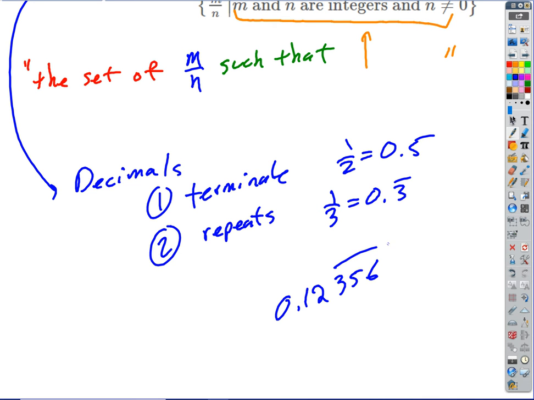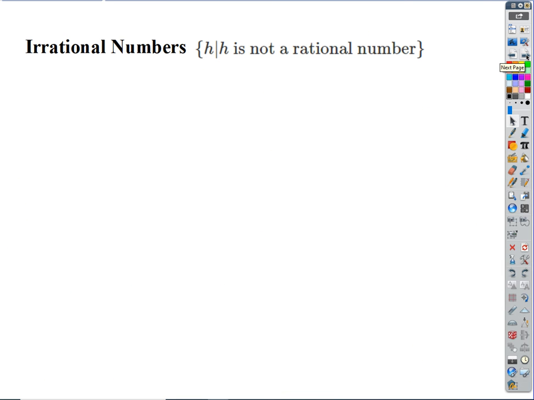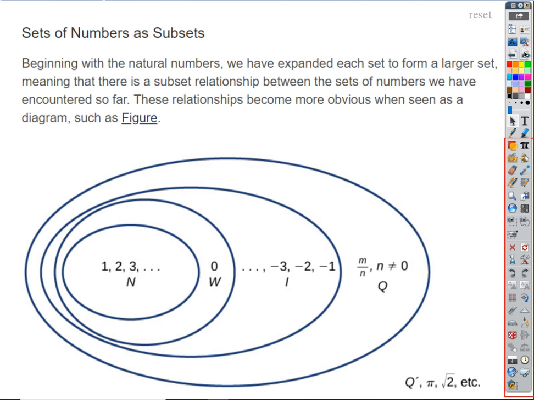Good. Okay, so then if we say that a rational number is any number that can be written as a fraction, how do we describe an irrational number? A number that can't be written as a fraction. Okay, now this is an interesting relationship. I'm going to use a Venn diagram here. We'll kind of go back and forth just a little bit.